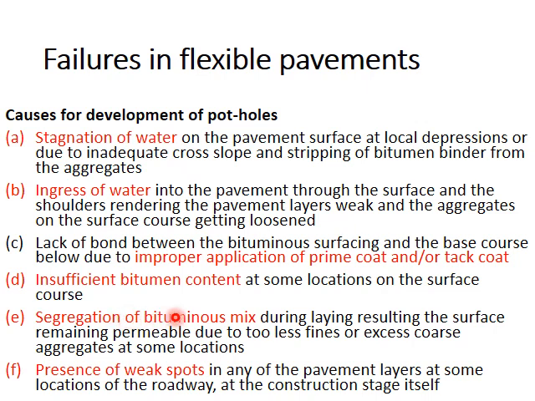Then segregation of the bituminous mix while it is laid. When you spread the bituminous mix or the aggregates for laying the base course, binder course or surface course, the mix gets segregated. That is, the mix has bitumen content and aggregate content, so the aggregate content goes to one side and the bitumen content flows to another side. So there is a segregation of material which leads to a non-uniform mix, which can cause the formation of potholes, and also the presence of weak spots in any of the pavement layers.